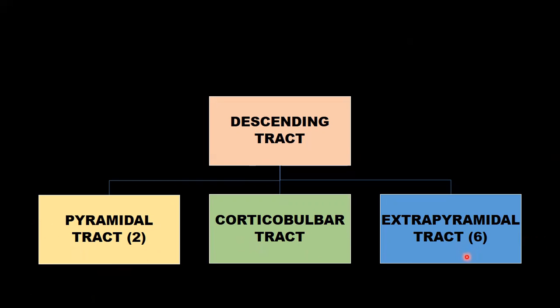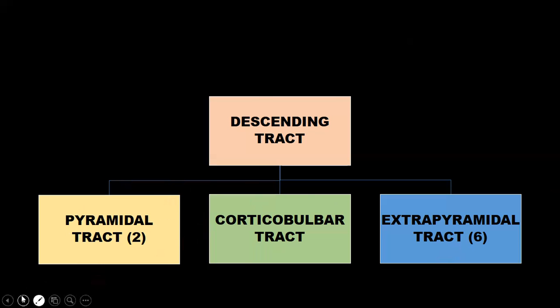Since we are not encyclopedias, we need to remember only the important portions from our exam point of view. That is, we need to study the pyramidal tract, which is very important, and its pathway, and the names of the extrapyramidal tracts and their pathway. So these two pathways are more important.